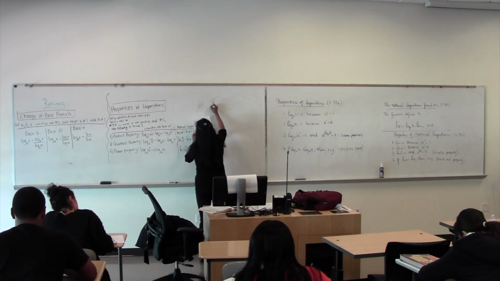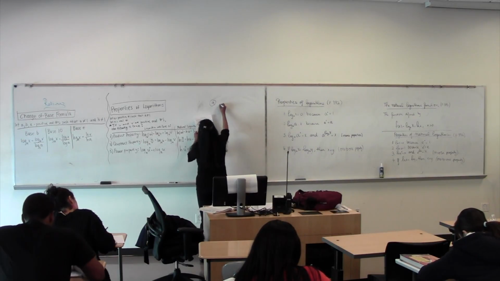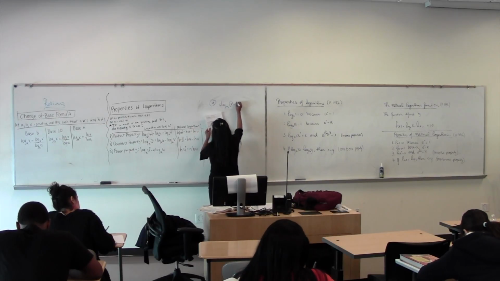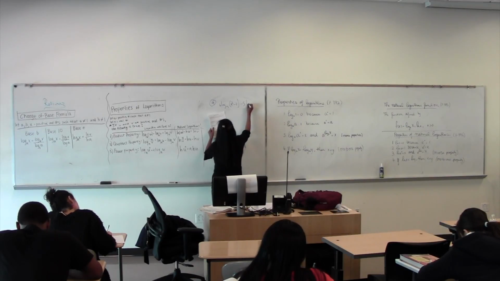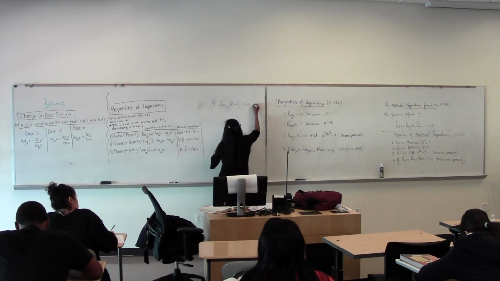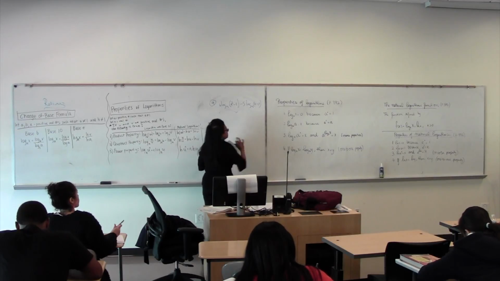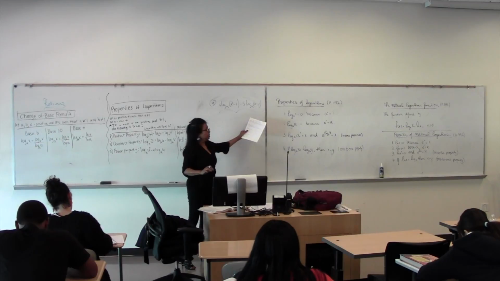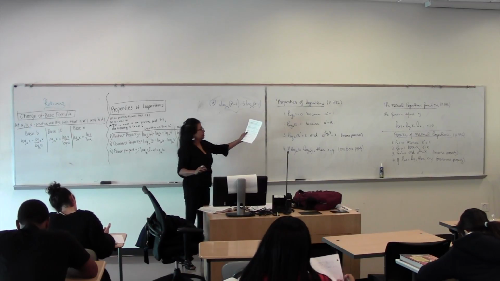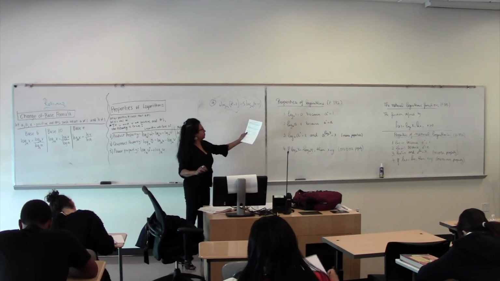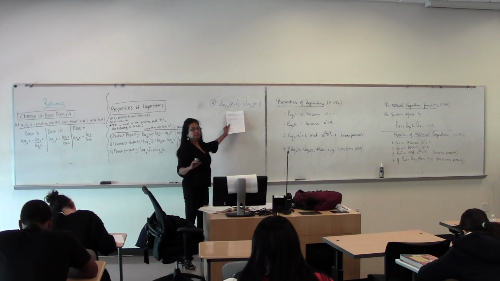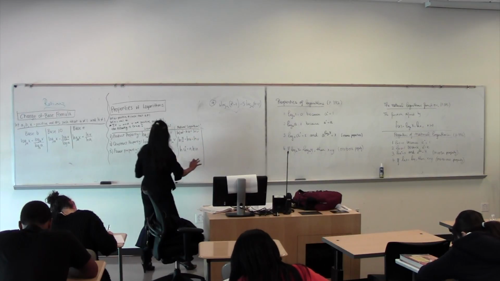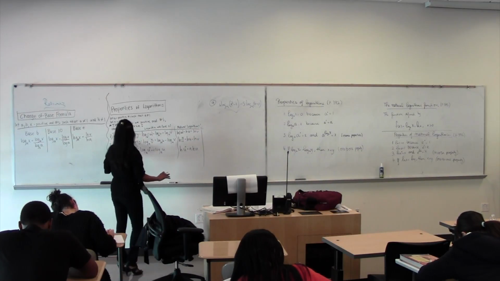Number 9 is 6 log base 7 of (x squared minus 1) minus 5 log base 7 of (x minus 1). This is an expression, not an equation, with more than one term. What does it say on the top? Use properties of logarithms and write as a single term. So we are going to use properties of logarithms.